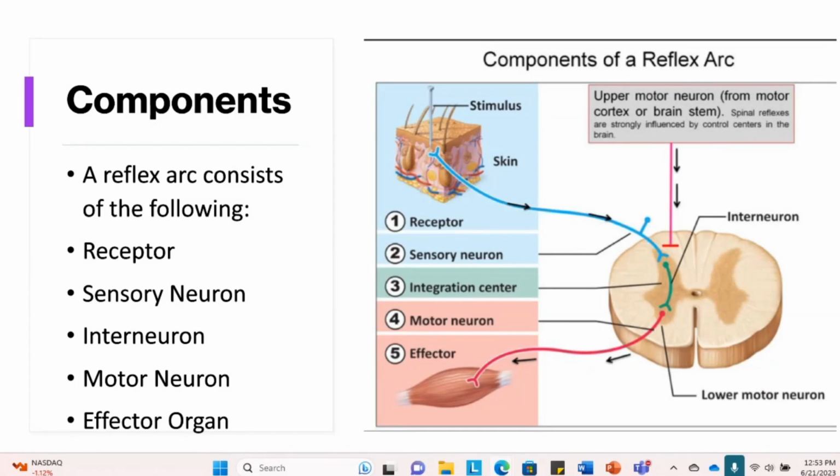You also have the motor neuron, which is going to conduct the efferent impulses from the integration center and send those impulses to the effector organ, which is going to be a muscle fiber or gland cell that's going to respond to these different efferent impulses. And for a reflex arc specifically, the effector organ is going to be a muscle fiber or a group of muscle fibers.